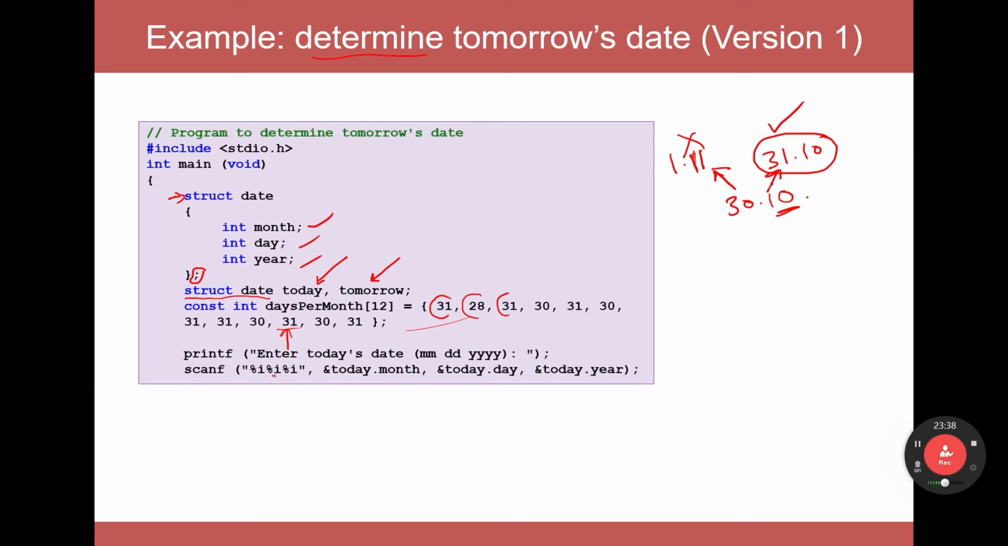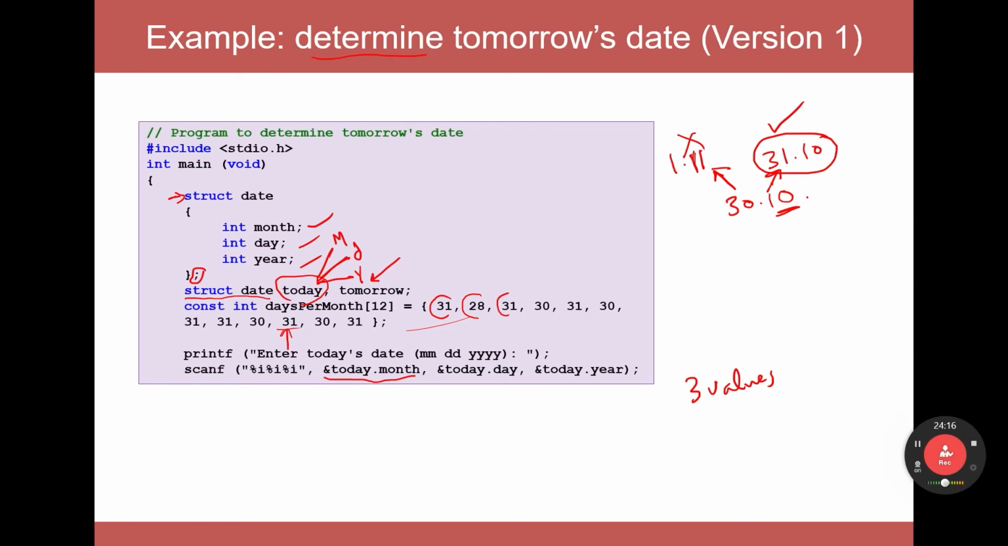Okay, now after that, very simple. I will say enter date, today date, and then I will read from the keyboard the 3 integers. So the first integer will go to today.month. This is today, and inside today there are 3 values: month, day, and year, okay? So today.month we read from the keyboard, and then after that we will read today.day, and then we will read today.year. So we will read from the keyboard 3 values, okay?